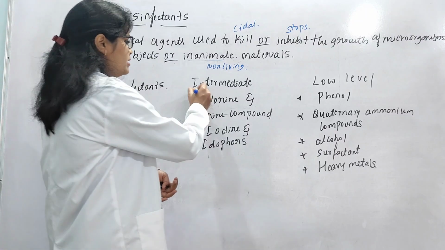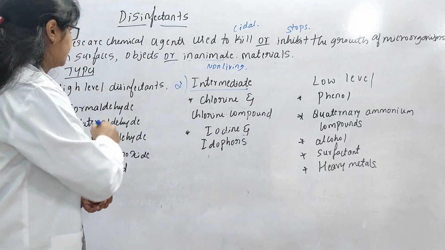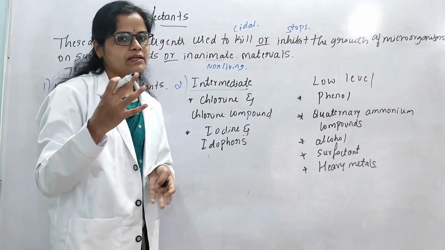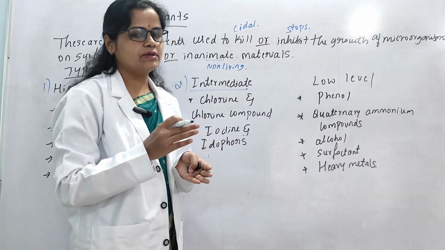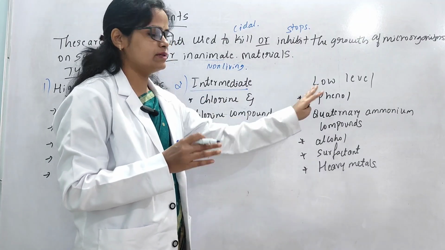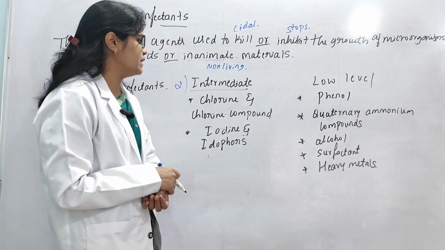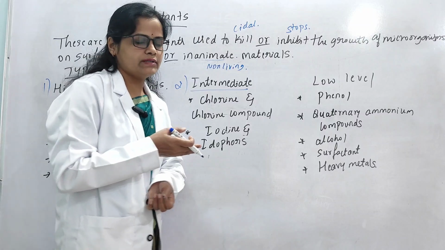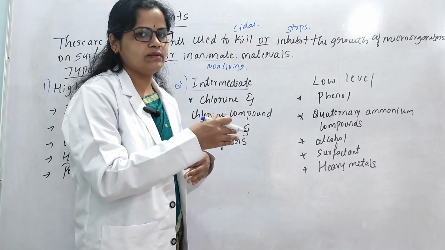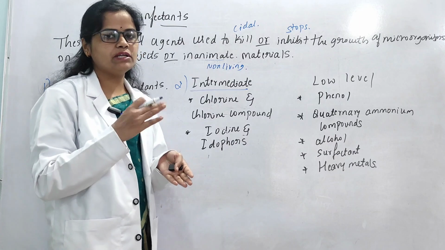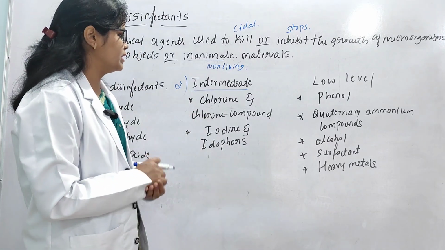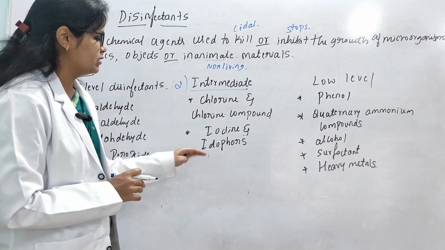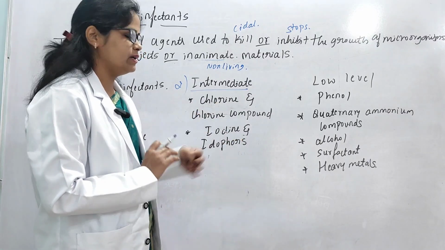And next is intermediate disinfectants. Intermediate disinfectants are not of high level or low concentration, they are present in between the high level and the low level disinfectants. Intermediate means they cause a lesser effect on the microorganisms, meaning not too much and not too little, they cause a middle action. Examples for the intermediate disinfectants are chlorine and chlorine compounds, iodine and iodophors. These are the intermediate disinfectants.